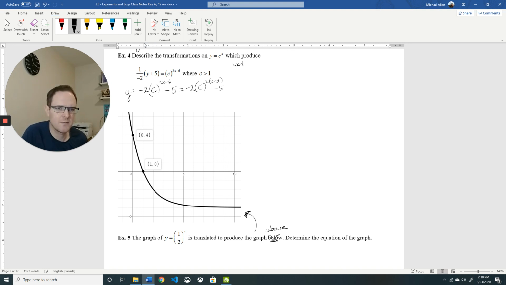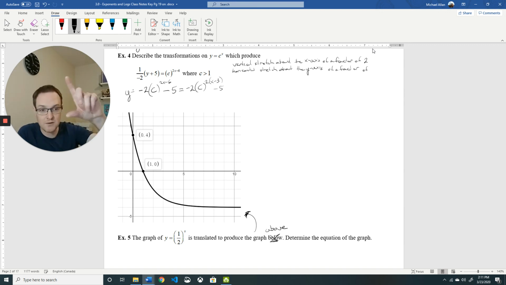So what do we have here? We've got a vertical stretch about the x-axis of a factor of, what do we have? A factor of 2. We have a horizontal stretch about the y-axis of a factor of, remember the b value is 2, so you get just the reciprocal of that and you get a half.